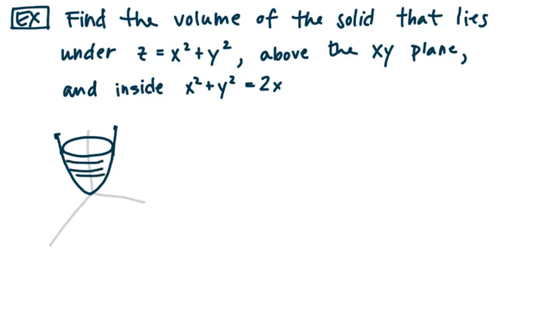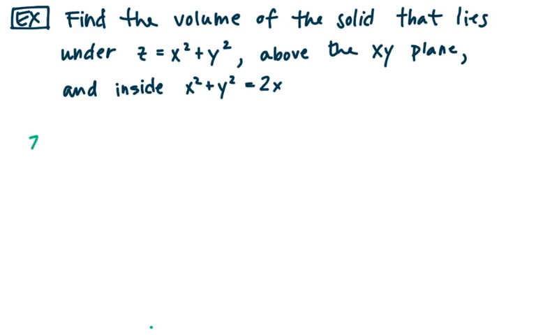So we're under the paraboloid, above the xy plane, or z equals 0, and then inside this shape. And this shape is a cylinder. It's a cylinder. So let's think about what this shape looks like, or at least that base region, so we know what to extrude up.